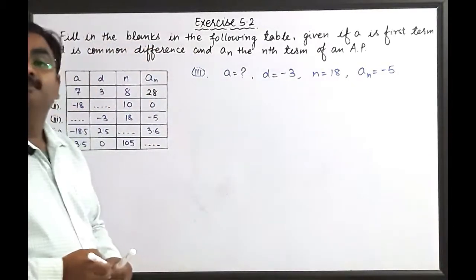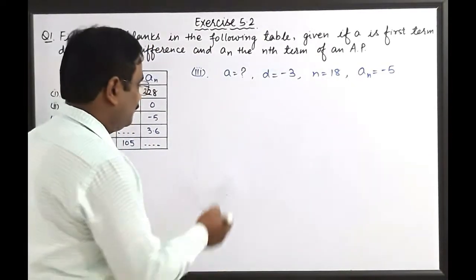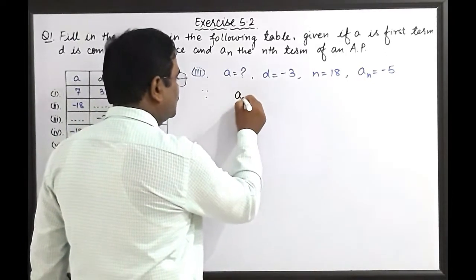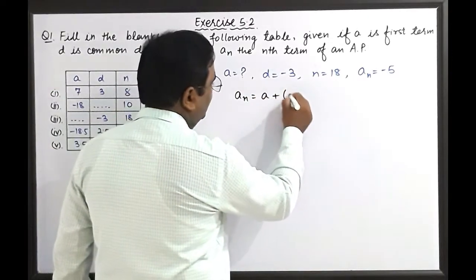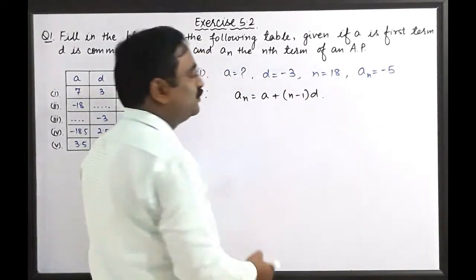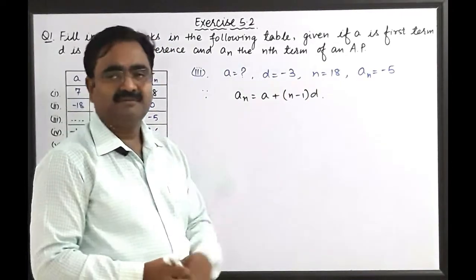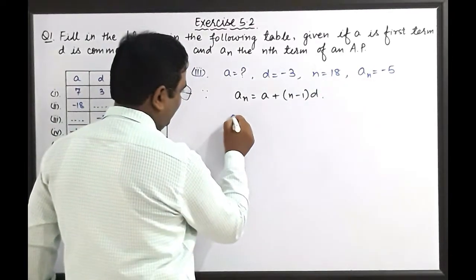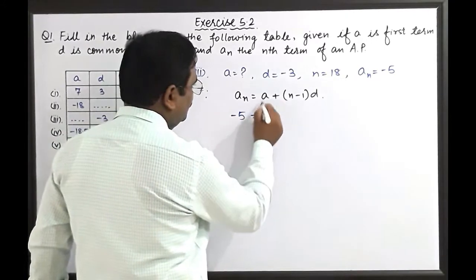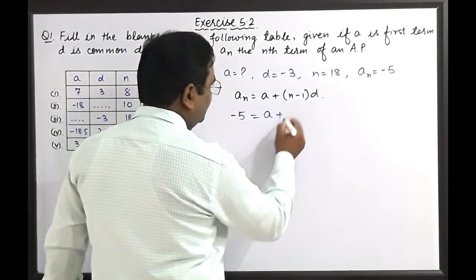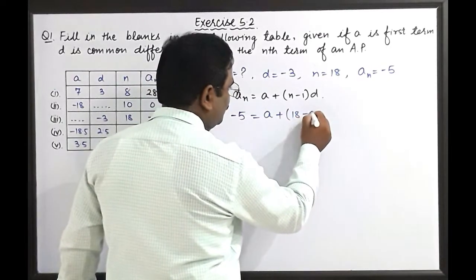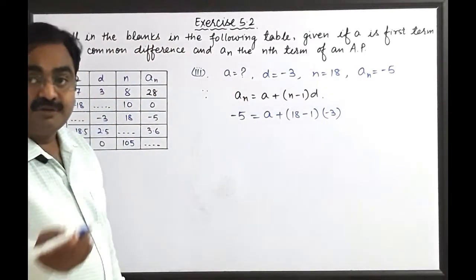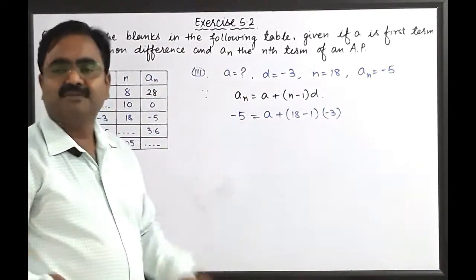Let us solve it by the formula. Since we know that the formula of the general term is an equals a plus n minus 1 into d. Now substitute all the values which are given here, right? An is given as minus 5, equals a, which we are going to find out, plus n is 18, minus 1, and d is minus 3. Let us simplify. Let us solve this. After solving, we will easily find the value of a.